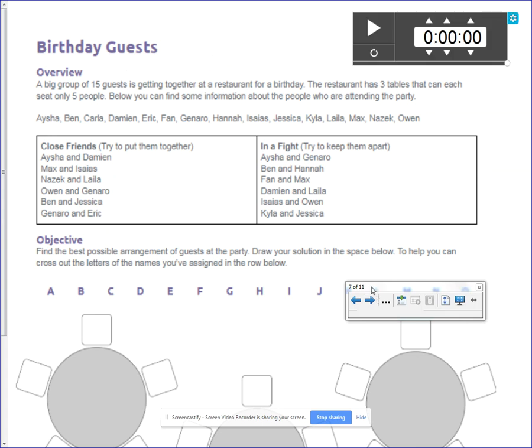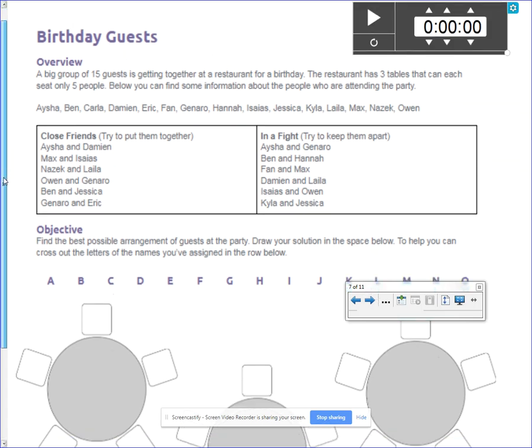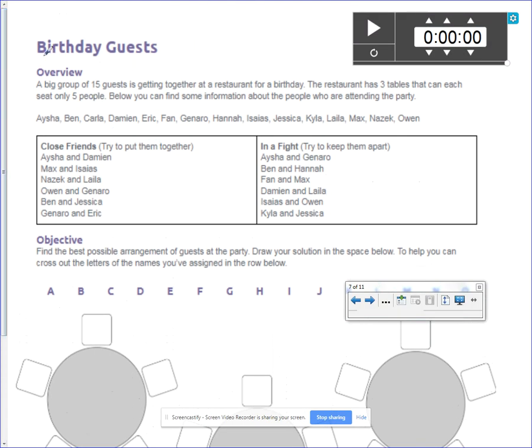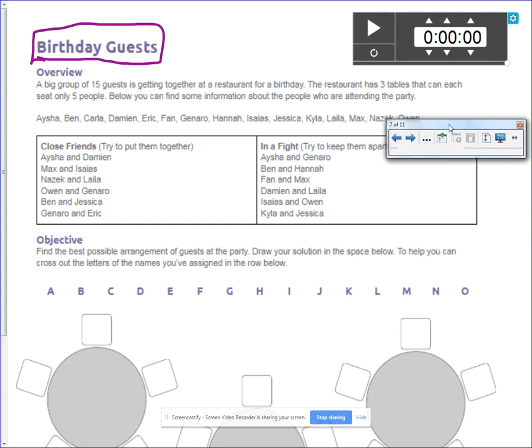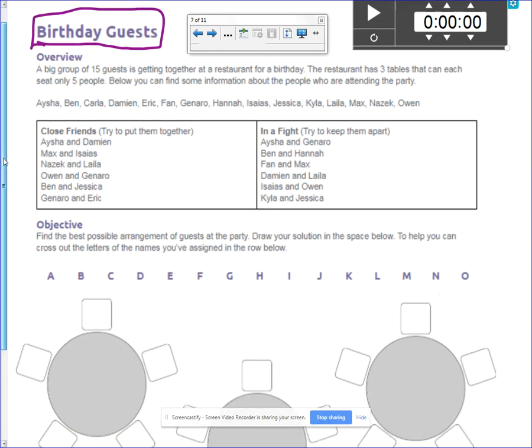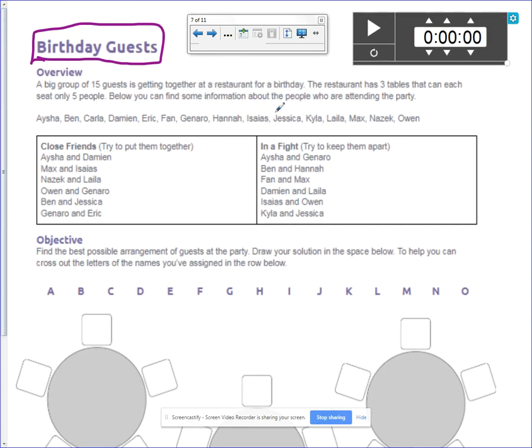Okay, now what I want you to do is take about 4 to 5 minutes working with the people next to you and take a look at this next puzzle called birthday guests. Birthday guests is you're having a party at a restaurant and you have 15 guests coming. The restaurant has these 3 tables. Each table can seat 5 people. There's no moving of the chairs or anything. They're just 5 spots.